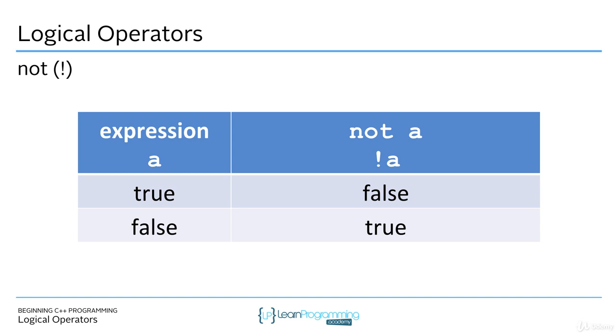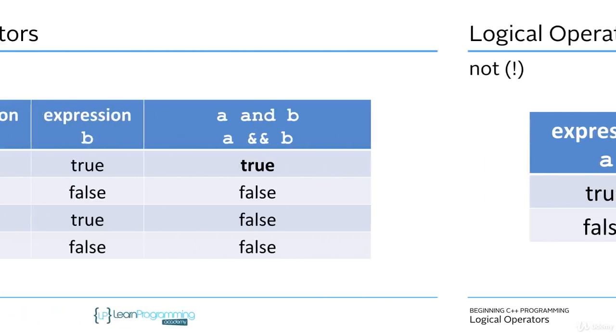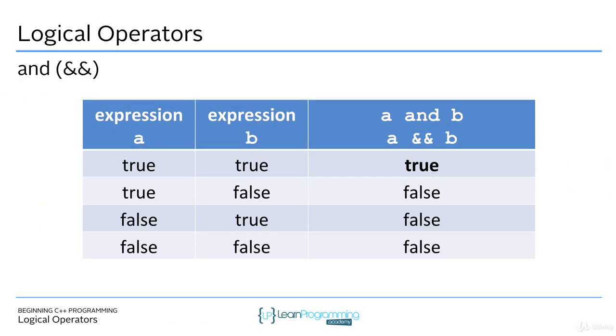Let's look at the logical AND. The logical AND is a binary operator, and it's only true when both its operands are true. So you can see in the table when expression A is true and expression B is true, then A and B is true. A and B is false for all other combinations.